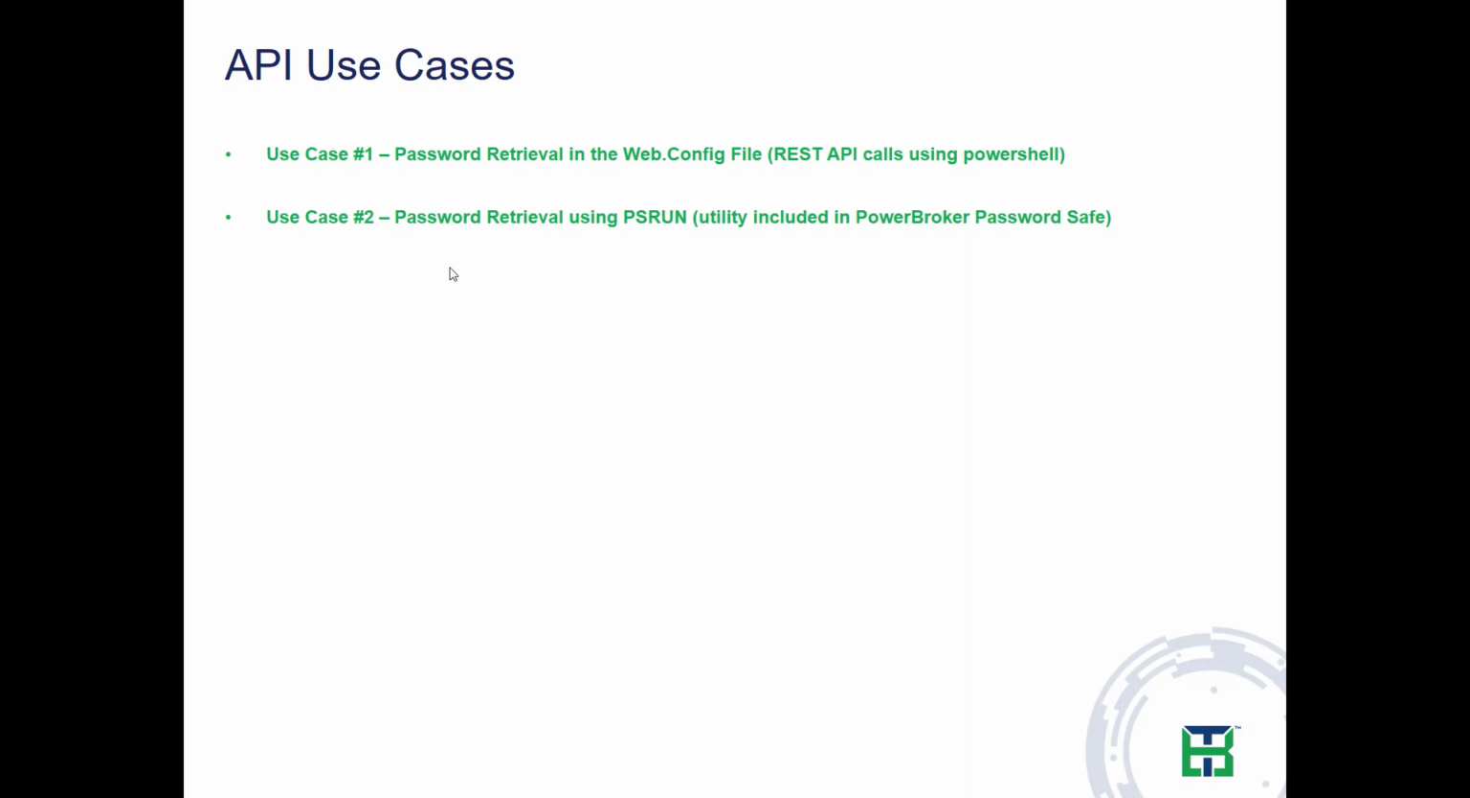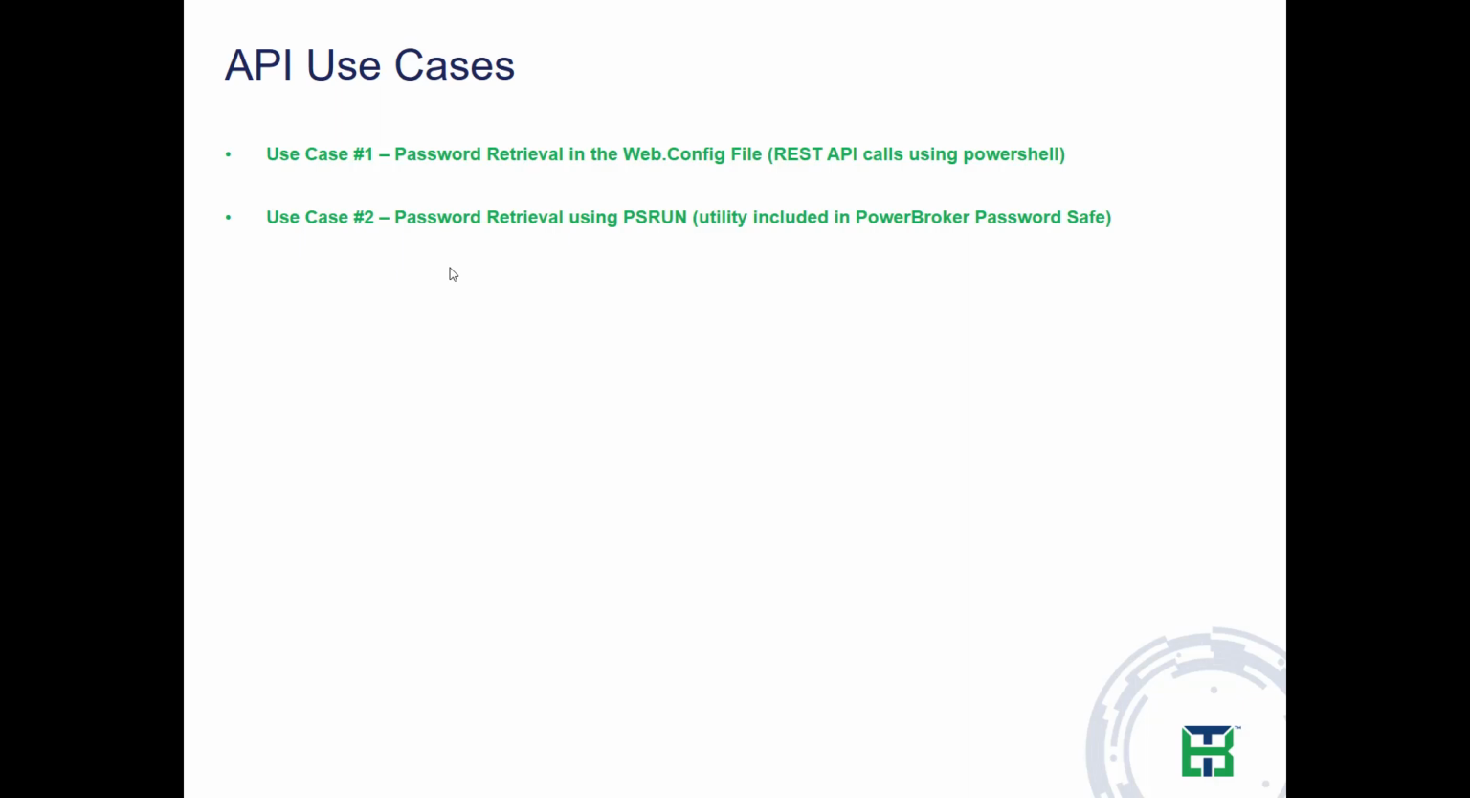In the second use case, we're going to be using a utility called psrun, which is a library included with the PowerBroker Password Safe solution that's going to allow us to request access to privileged accounts using APIs, however, in a very easy way.